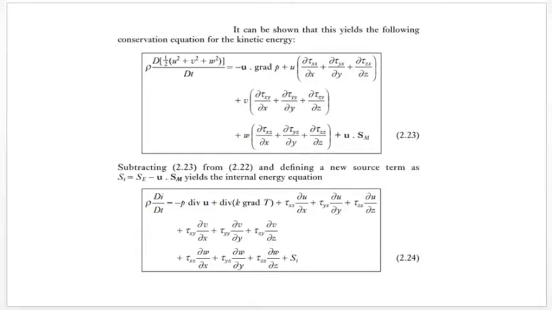Next, subtracting equation 2.23 from 2.22, you will get equation 2.24. Only the LHS part gets changed. The remaining RHS part remains the same. In that you define a new source term S_I, which is equal to S_E minus u into S_M. By calculating this you get the overall equation 2.24 as the internal energy equation.